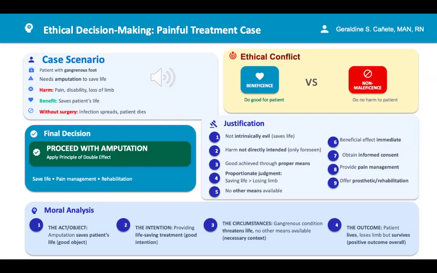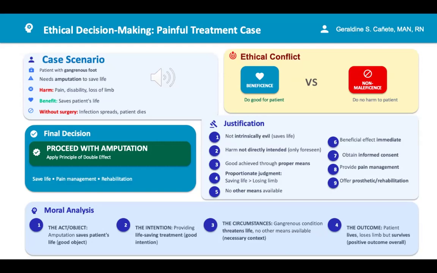Now let's paint this picture. We have a patient with a gangrenous foot. The infection is spreading rapidly, and the medical team has determined that amputation is the only way to prevent it from becoming life threatening. Well, the patient is aware of the situation, but they are understandably hesitant to undergo such a drastic procedure. They're worried about the pain, the disability, and the loss of a limb.